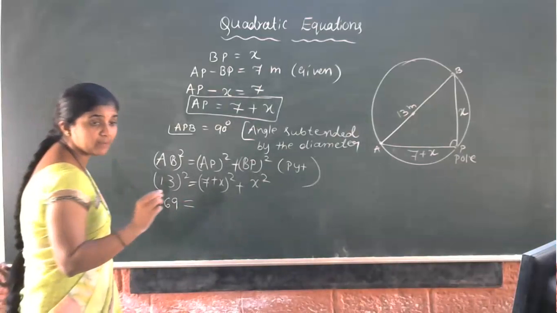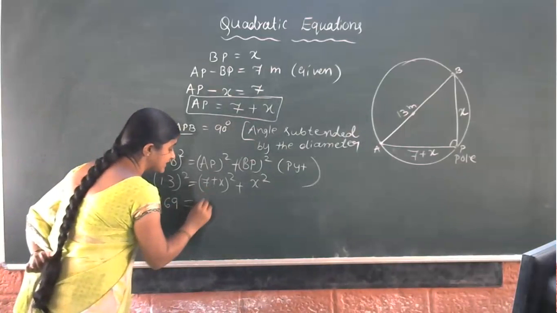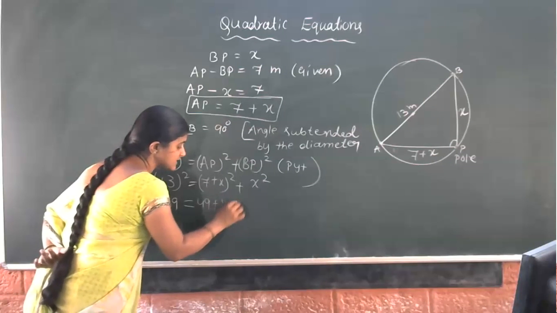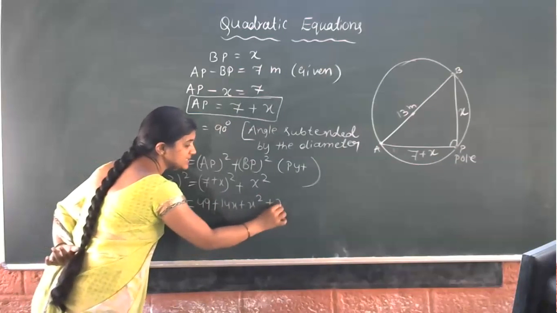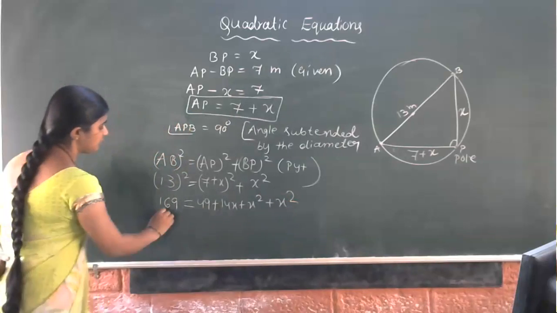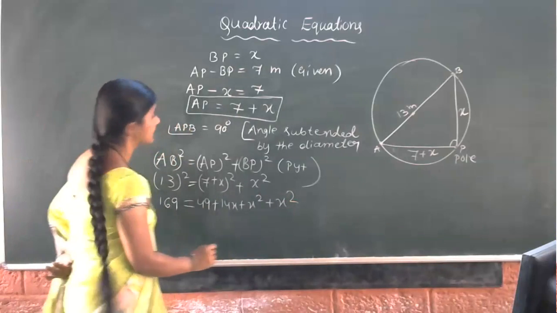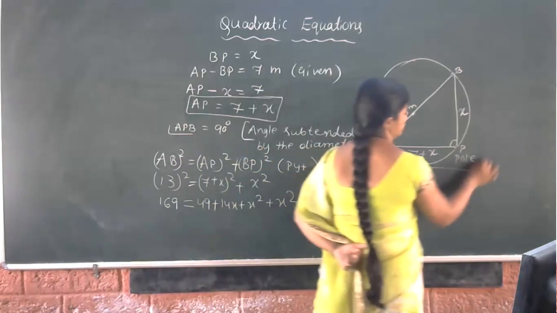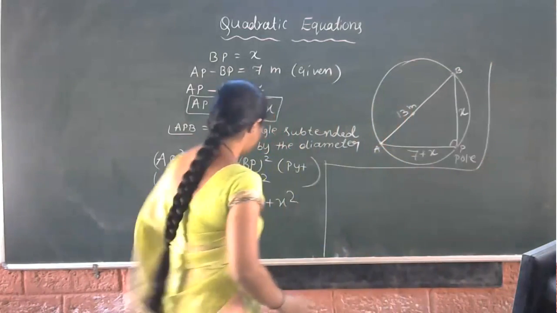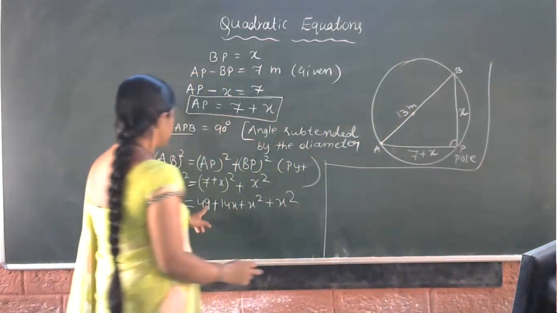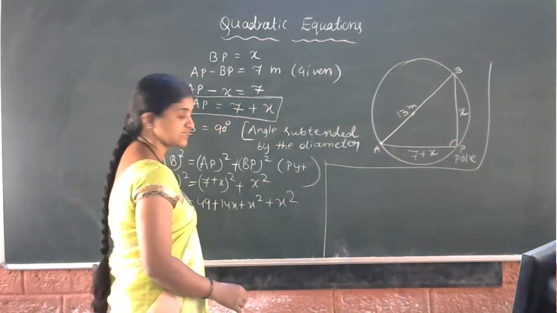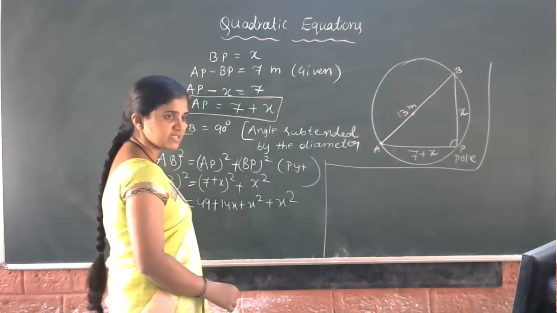We have to apply a plus b whole square. That is a square, 49. 2 into 7 into x is 14x. Plus x square, plus x square. Okay, then here it will work out. Can I write here? Yes. Now 169 is equal to 49 plus 14x plus x square plus x square. x square plus x square is 2x square.